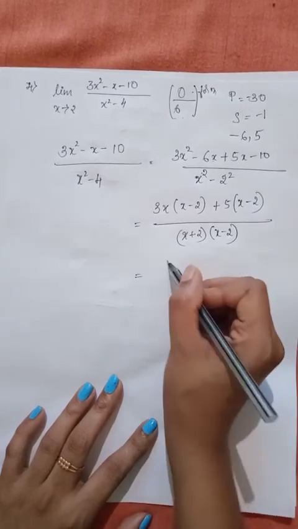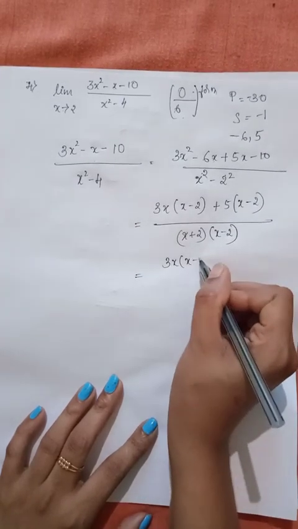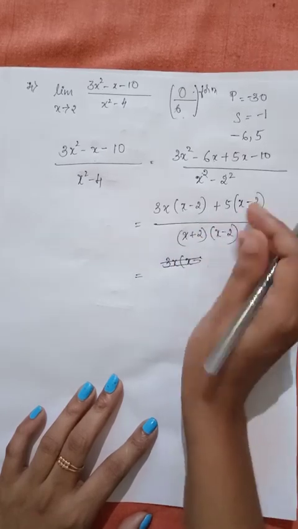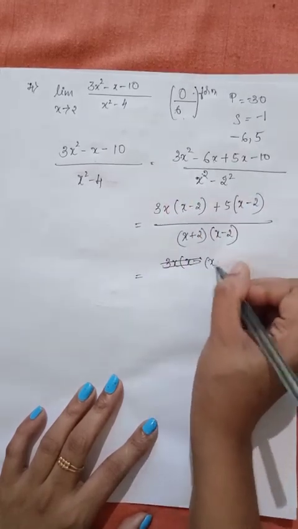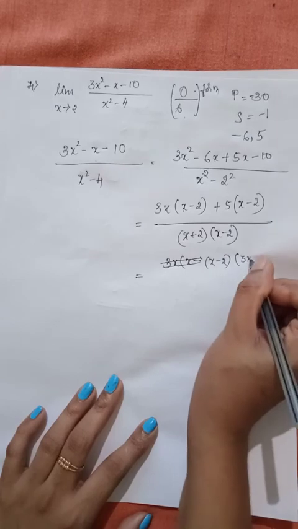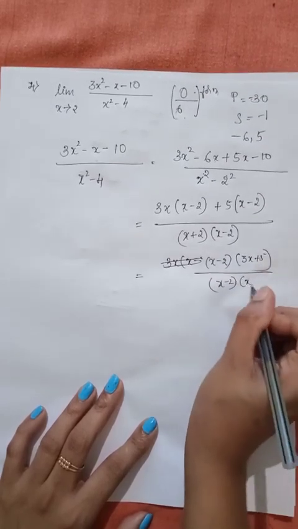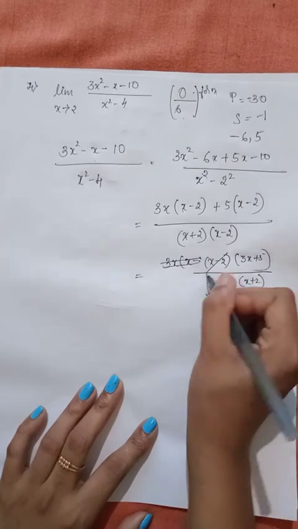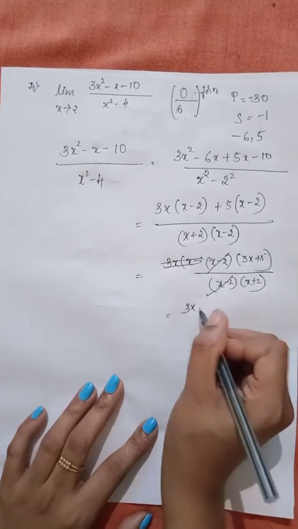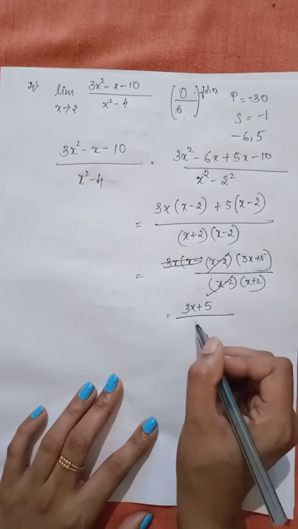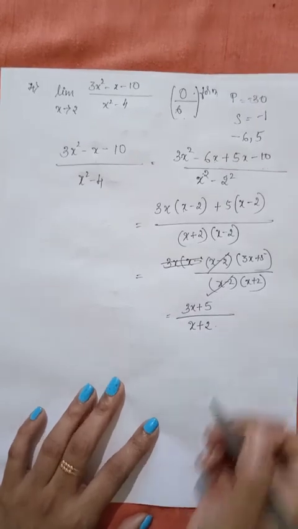So what you will get? 3x into x minus 2. Sorry. If you see in the numerator, you have x minus 2 common. Take it out. What is remaining? 3x plus 5 divided by x minus 2 into x plus 2. Okay, so cancel x minus 2. So your function is simplified to 3x plus 5 divided by x plus 2.